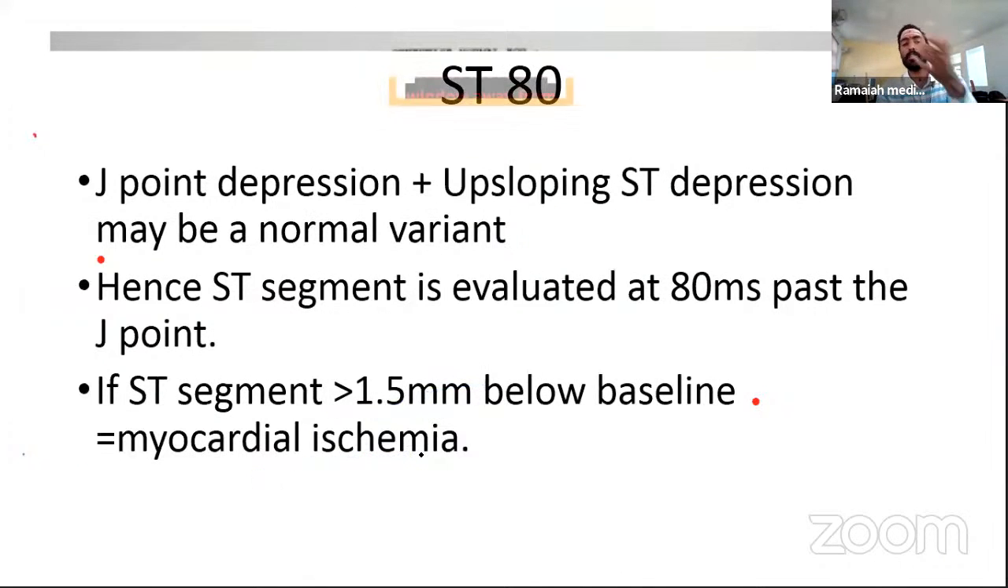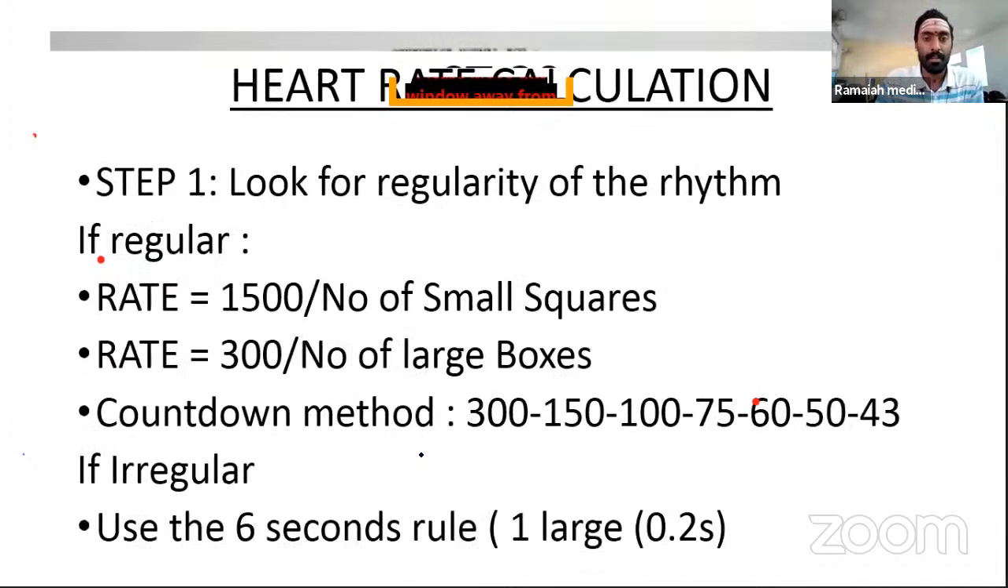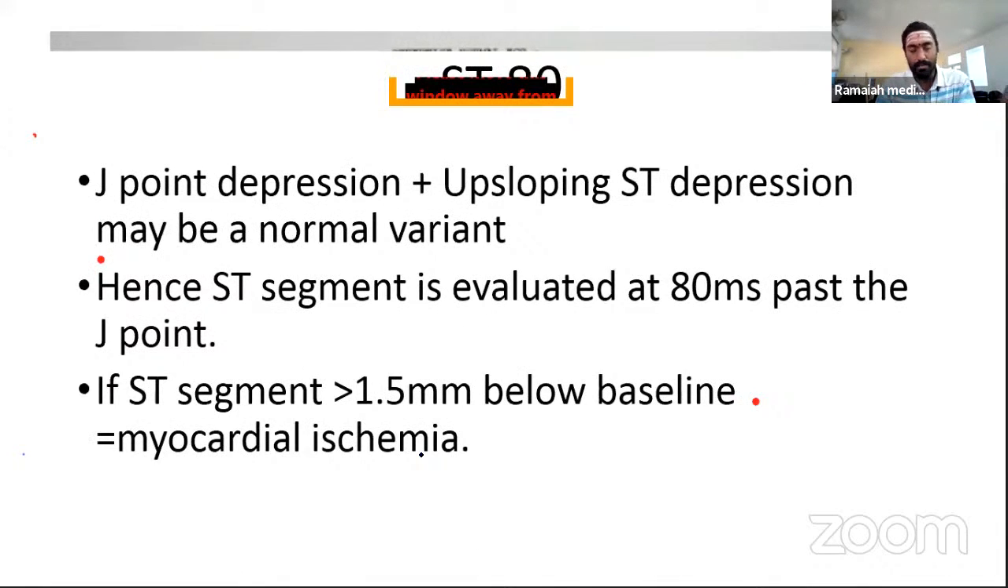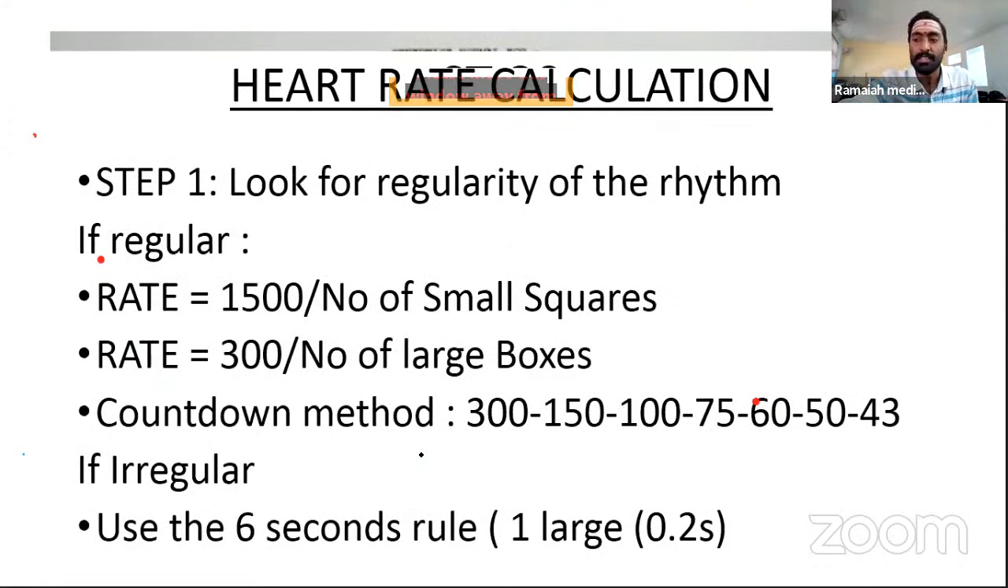That is the importance of it, because there are many normal variants where you can have some amount of depression or elevation. That is why knowing this ST80 is important. And it gains even more importance whenever you are interpreting treadmill ECGs. That is where this ST60 and ST80 come into the picture. Okay. So we have seen the waves, the segments, the depressions. Next we will go into heart rate calculation.